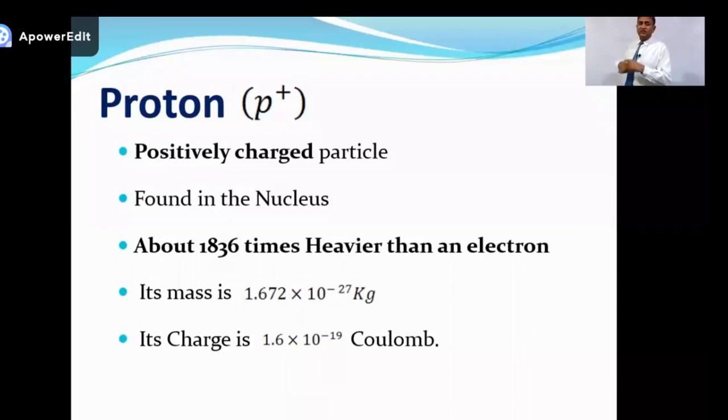That is why scientists call it positive. So if someone asks you what is the charge on a proton, positive. What is the charge on electron? Negative. Right? I repeat, proton is positively charged, lives inside the nucleus, right? Responsible for nuclear reactions. Its mass is 1.672 into 10 to the power minus 27 kg, and its charge is 1.6 into 10 to the power minus 19 coulomb. Means electron and proton have the same magnitude of charge, right?